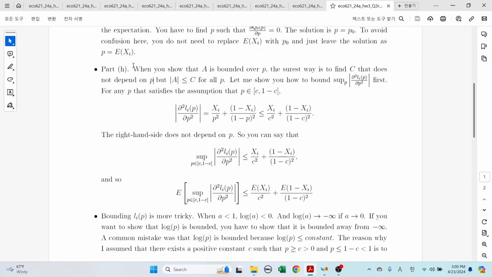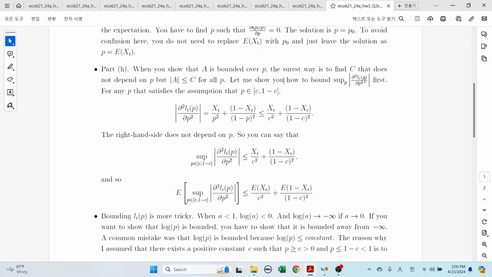So think about this definition. We are looking for something that does not depend on P, but creates a bound on A, bounding the absolute value of A. And in this question, let me start with the second derivative first because it is actually easier.